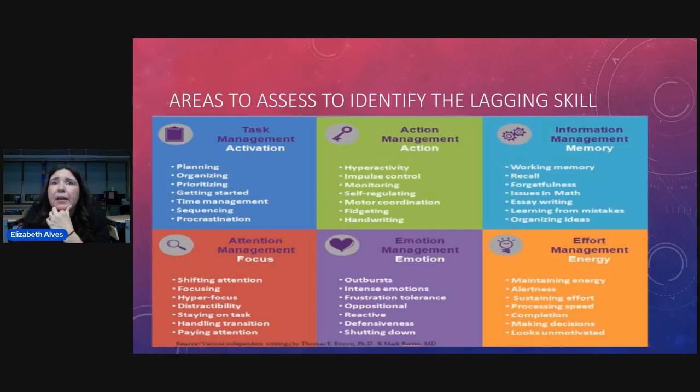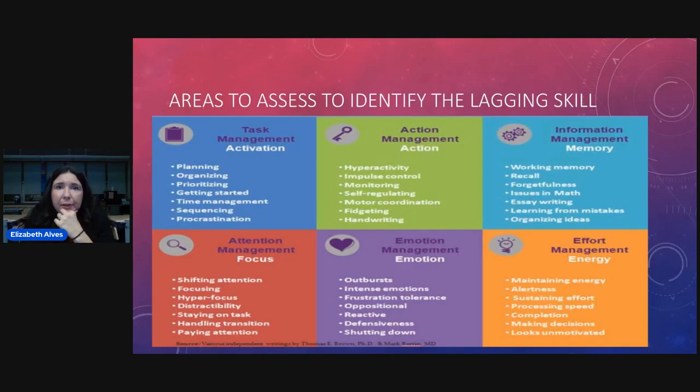And one way to figure out specifically, so you're not going to take a lesson and modify it so that it looks nothing like the original lesson for your 20% of your students, right? But what you're going to want to do is in your prep time, you're going to want to take a look and figure out what the lagging skills are of the students in your classroom and how it relates to their executive functions. So here are some areas that could be lagging, right?